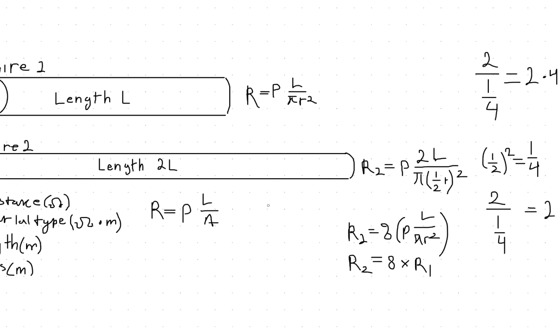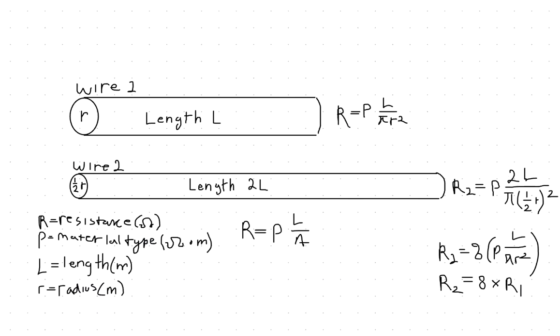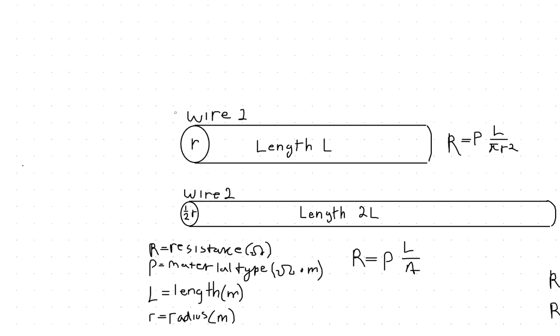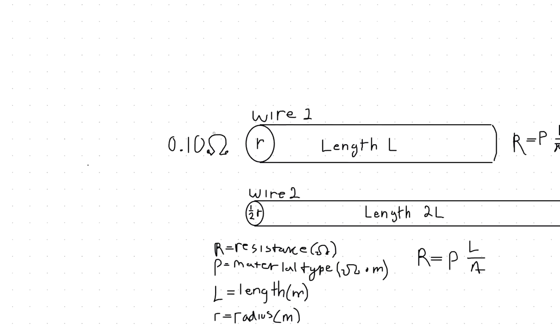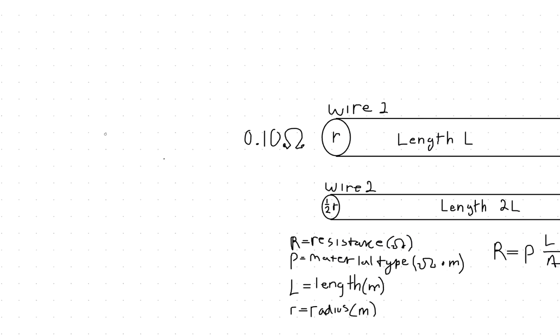And so since our first wire had a resistance of 0.10 ohms, we can just multiply that by 8 because that's what we figured out. So 8 times 0.1 ohms would give us 0.80 ohms. And that's what gives us our final answer of 0.80 ohms.